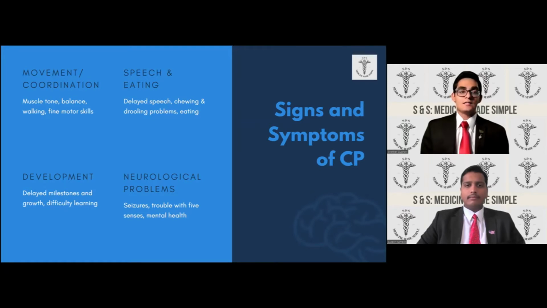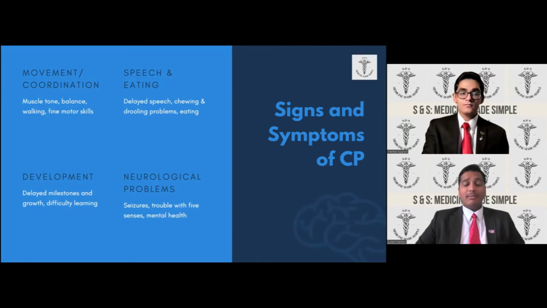Another big area is speaking and eating. Oftentimes, people with CP have delayed speech development and trouble speaking in general. They can also find difficulty with chewing or sucking. And another sign is excessive drooling and trouble swallowing.